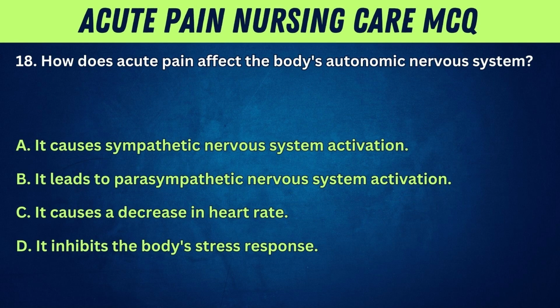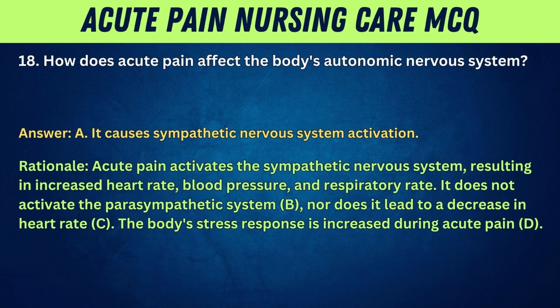18. How does acute pain affect the body's autonomic nervous system? A, it causes sympathetic nervous system activation. B, it leads to parasympathetic nervous system activation. C, it causes a decrease in heart rate. D, it inhibits the body's stress response. Answer. A, it causes sympathetic nervous system activation.